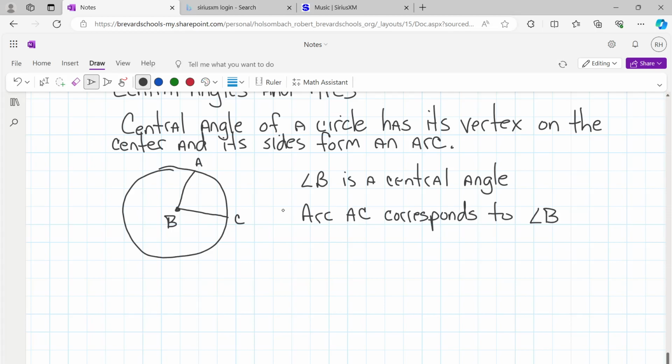All right, hopefully everybody can see that. We've got this angle, angle B. Its vertex is on the center of the circle. Side BA and side BC form this angle. And where the sides of this angle intercept the circle forms an arc. So this arc right here is called the corresponding arc.